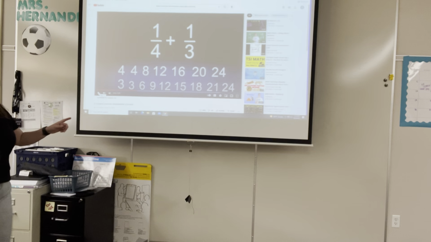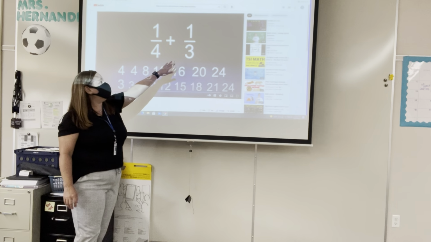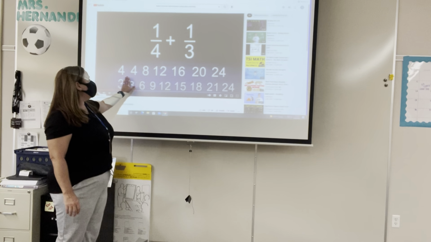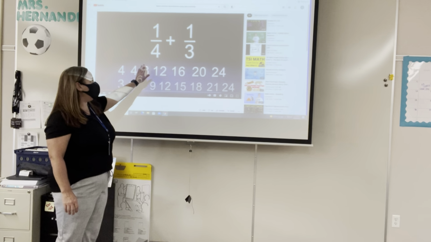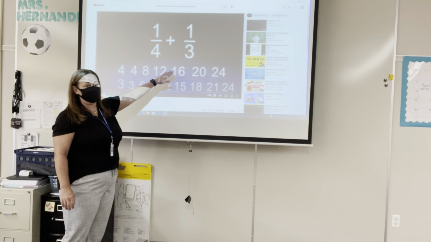Okay, so really quick, we're going to talk about this. So did you see what they did? They took these two, because they're two different numbers. They did the skip counting, and then we're going to find what's the least common multiple to see what we need to change the denominator to.